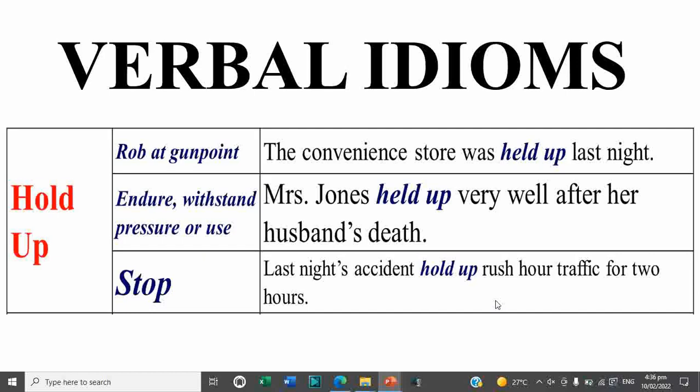Next, we have hold up, which has three meanings. One is rob at gunpoint. For example, the convenience store was held up last night.